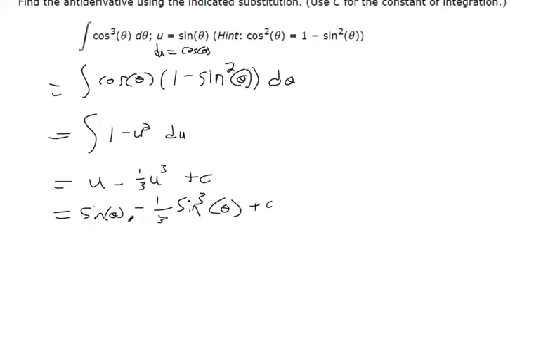And you could check it too. If you take a derivative of sine is cosine, I'll just use some quick shorthand. The derivative of this term is going to be minus sine squared theta. But then the derivative of the innermost function, the derivative of sine is cosine.